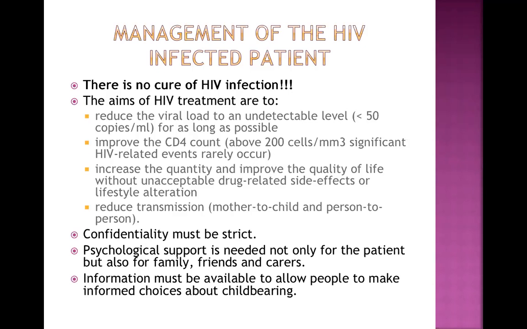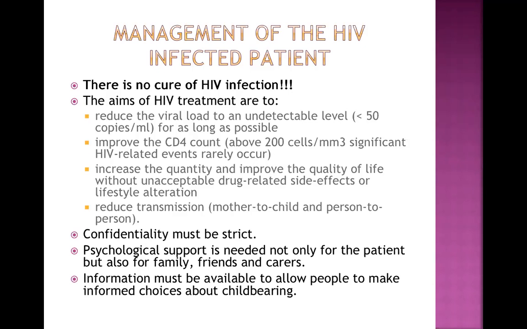Now, what are the aims of HIV treatment? The aim is to reduce the viral load to an undetectable level. That means less than 50 copies per ml of the serum for as long as possible. And that can be done with the help of HAART. Another aim is to improve the CD4 count or T helper cell above 200 cells per millimeter cube, because if we do that, a lot of those immune-related conditions of the disease would not occur.